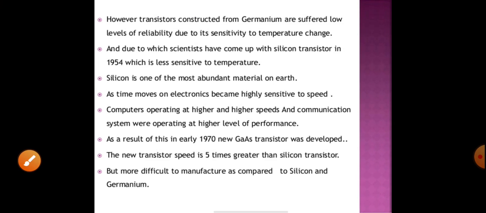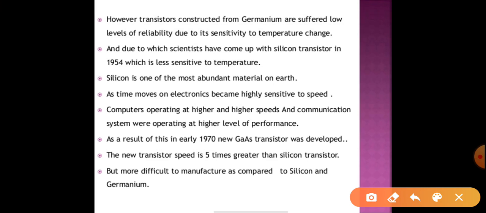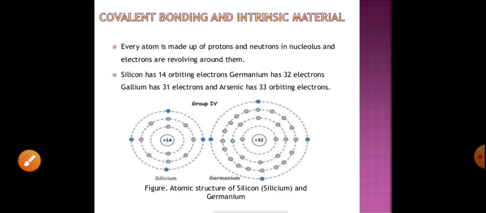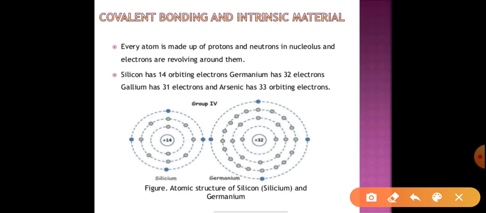Then we discussed the importance of each, silicon and germanium, and why we go for germanium or why we go for silicon, because we know that a transistor made of silicon has five times faster speed than the other one. Now in this lecture we will see this.